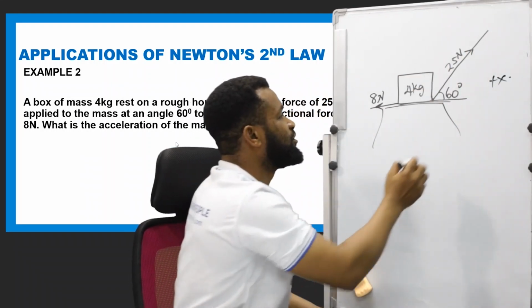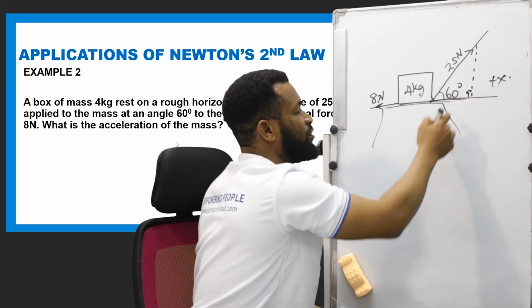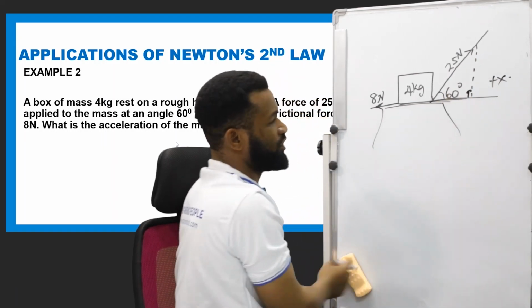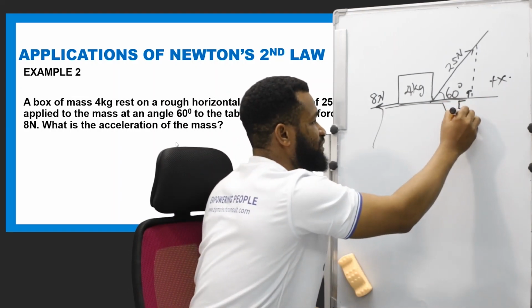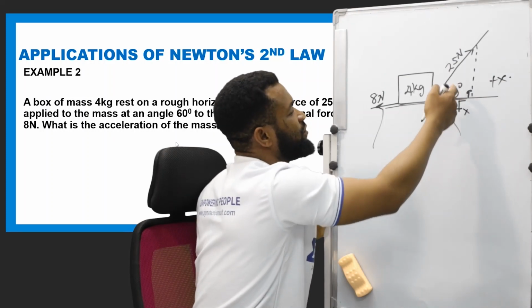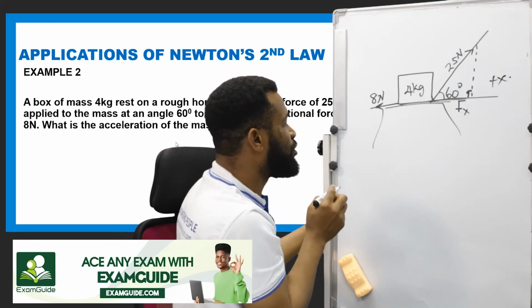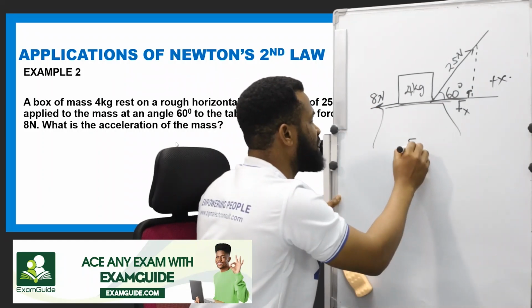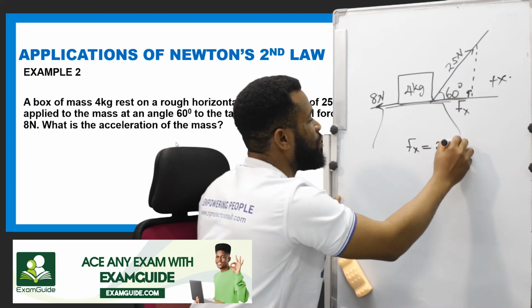So what am I going to do? I am going to resolve the projection of this vector on the horizontal axis. So this is going to be Fx. And that Fx is going to be adjacent over hypotenuse, and that is cosine. So I'm going to have that Fx is equal to 25 cos 60.